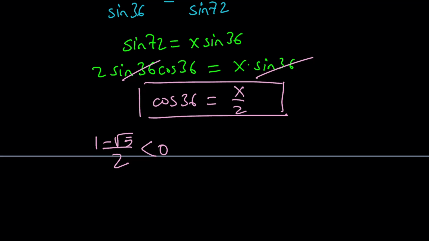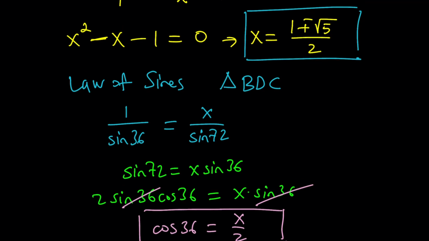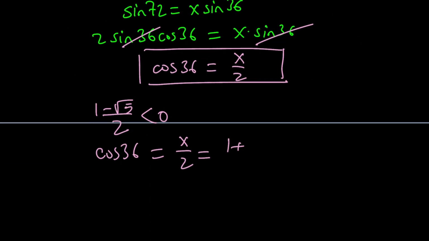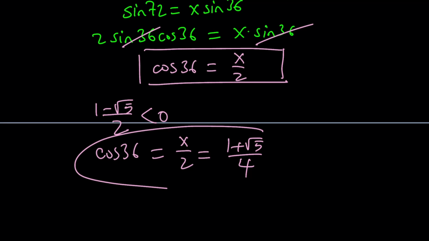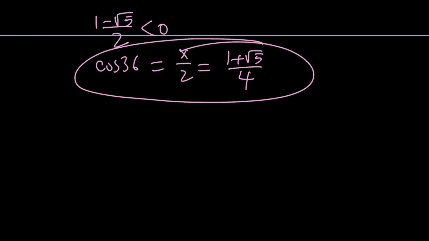So we're going to use, for x over 2, 1 plus root 5 divided by 2. Half of that would be 1 plus root 5 over 4. Right? Great. So this is the value of cosine 36, which is nice because we found it. And to find cosine 72, we're going to use the double angle formula.